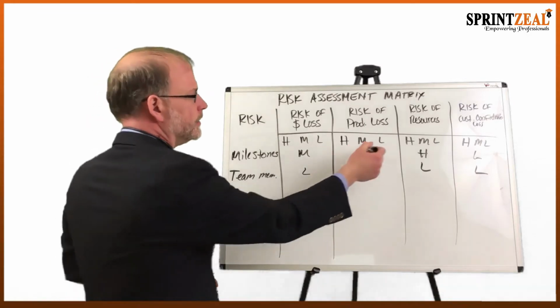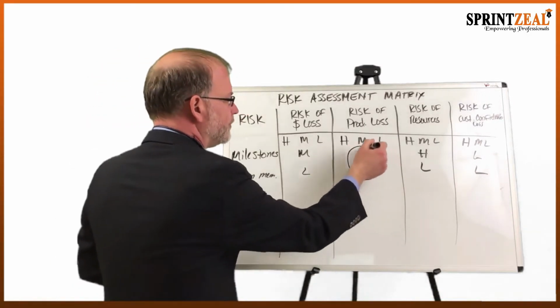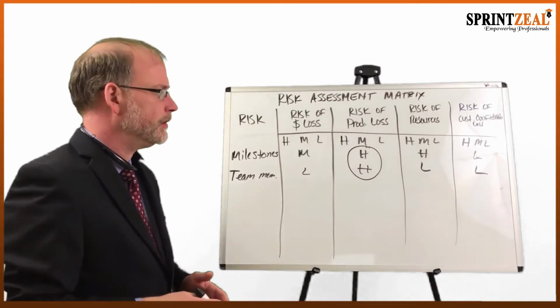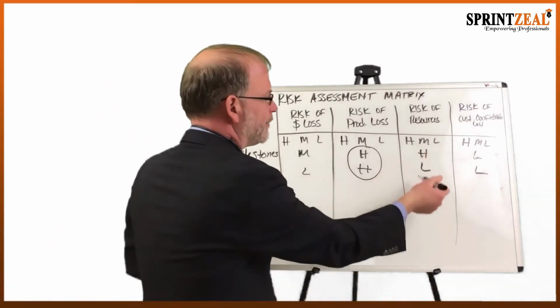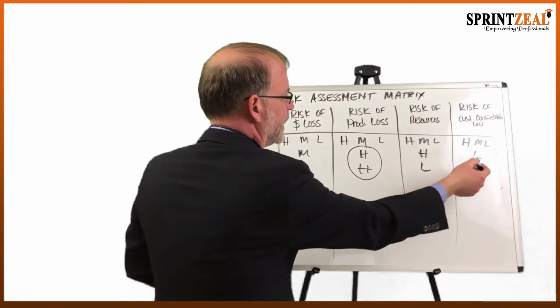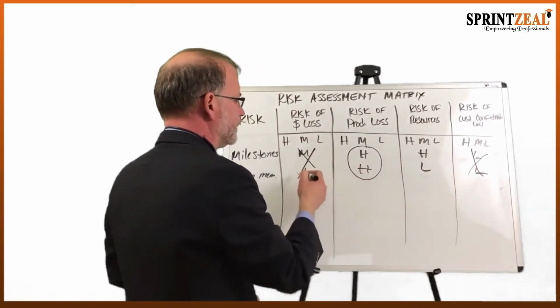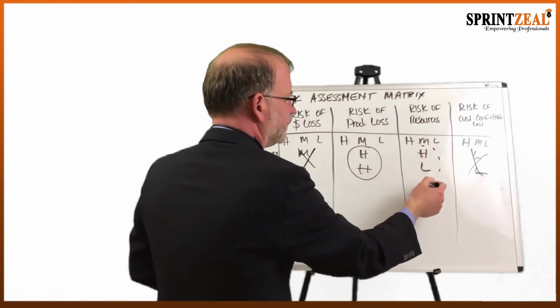But here, we are ranking both of these as a high risk of productivity. This one, when we average them together, that's medium and that's incredibly low. So we don't really need to look at that one. We don't need to look at this one, but we kind of need to look at these two here.